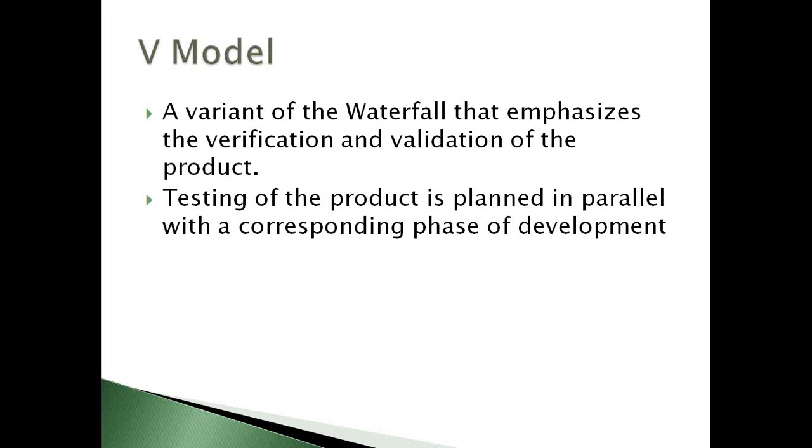And then the next software methodology we are going to discuss is the V model. As this V model is a similar process to the waterfall, it is called a variant of the waterfall, where we have the verification and validation of the product. The V stands for verification and validation. That means the testing of the product is planned in parallel with the corresponding phase of the development.